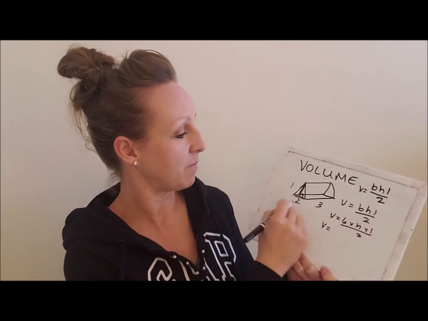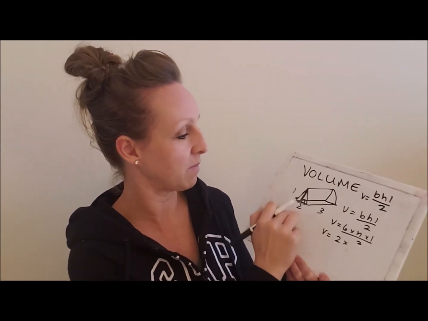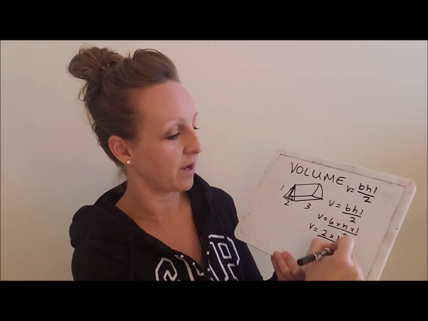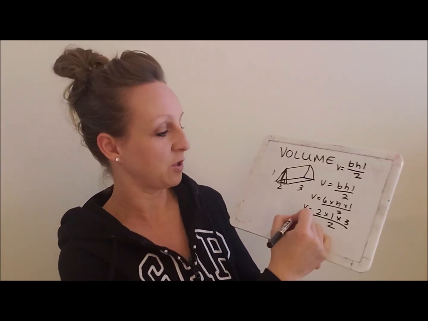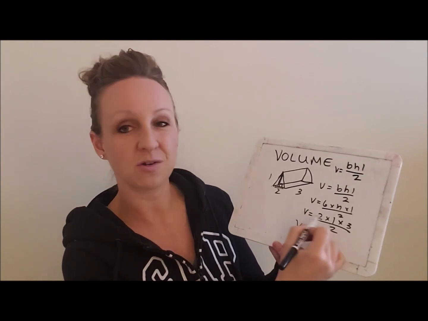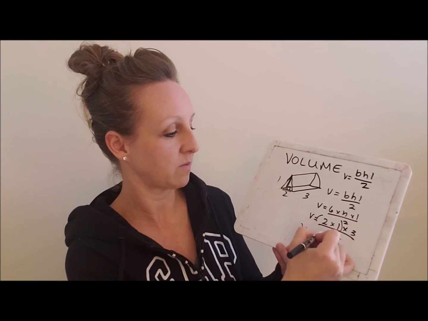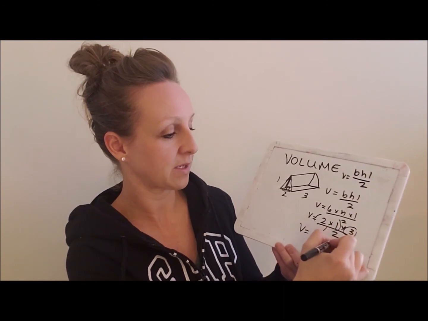So volume equals, let's say my base is 2, 2 times my height is 1, times my length is 3. I have to divide that by 2. So now I'm going to actually do my multiplication. I'm just going to do the first one first. So 2 times 1 is 2. My 2 times 1 is right here. My 3 is carried on down here.